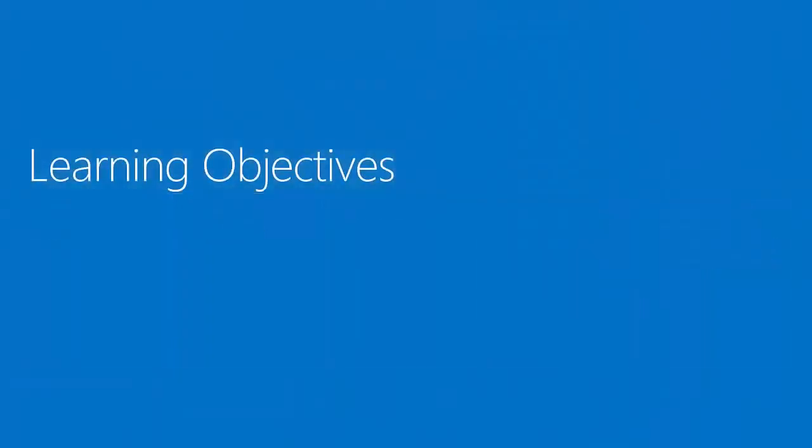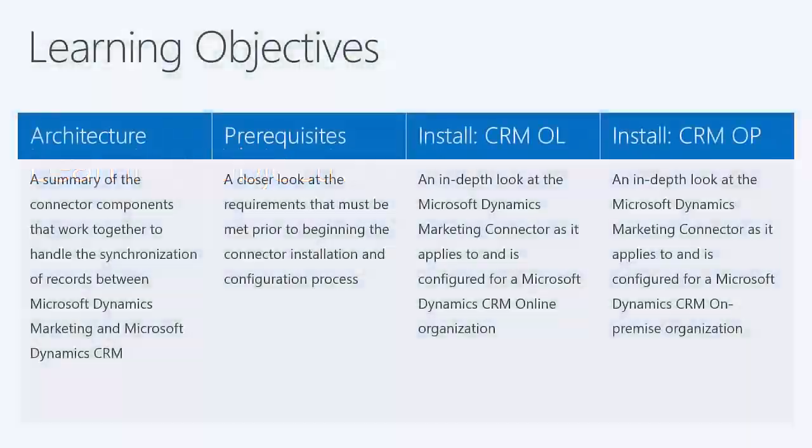Let's briefly cover the module's learning objectives. We'll begin with the connector architecture, where we'll discuss the components that work together to handle the synchronization of records between Microsoft Dynamics Marketing and Microsoft Dynamics CRM. From there, we'll move on to the prerequisites that must be in place before beginning the connector installation and configuration. We'll then move on to a walkthrough for setting up the connector between Microsoft Dynamics Marketing and a Microsoft Dynamics CRM online organization, before concluding with a separate walkthrough for setting up the connector with a Microsoft Dynamics CRM on-premises organization.